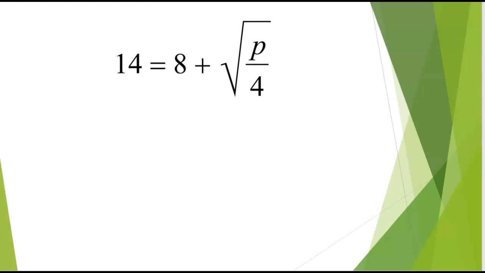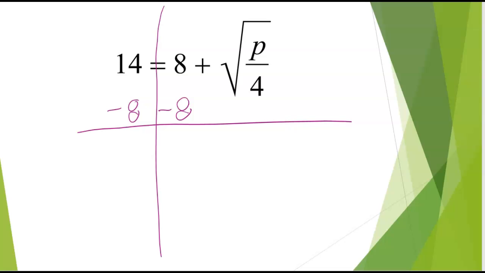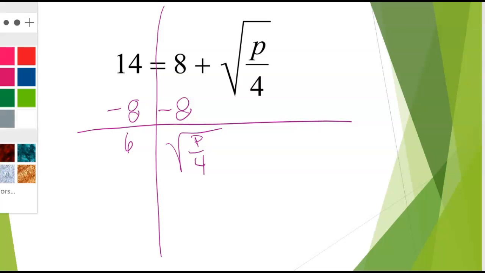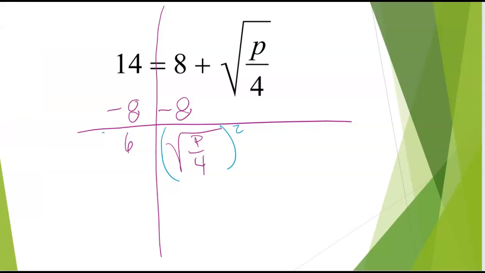Okay, last one for this section. Then we can do a little bit of practice. What should we do first? Get rid of the 8, you're right. 14 minus 8, that's 6. Now we have the square root of p divided by 4. How do we get rid of a square root? We're going to square it, right? 6 squared is 36. And now we got p divided by 4. Multiply each of them by 4.